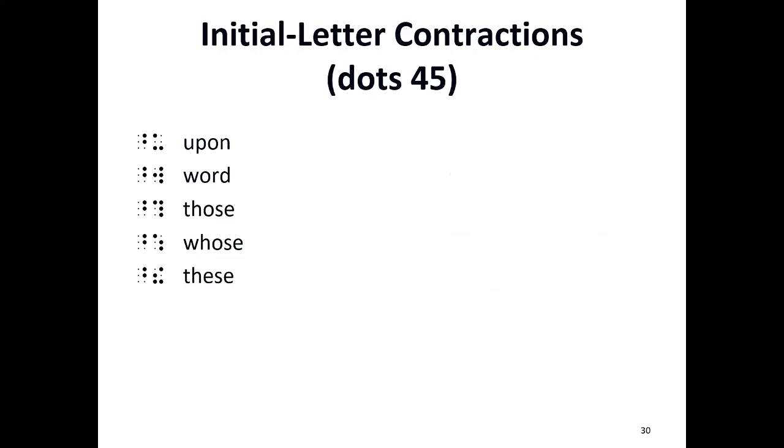Other kinds of initial letter contractions will use .45, excuse me, .45. There are just 5 of them. And again, these are pretty advanced words, except for maybe once upon a time. So don't worry about the others. Just know that they're coming in the future for your child.